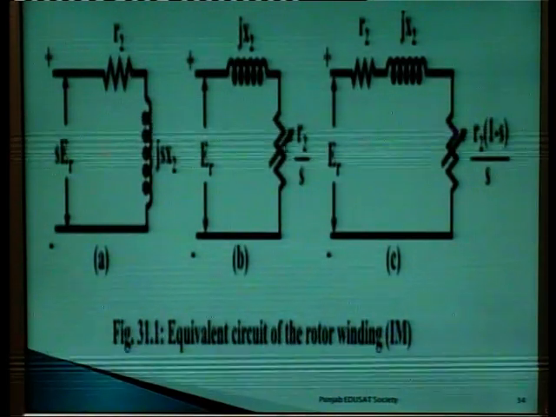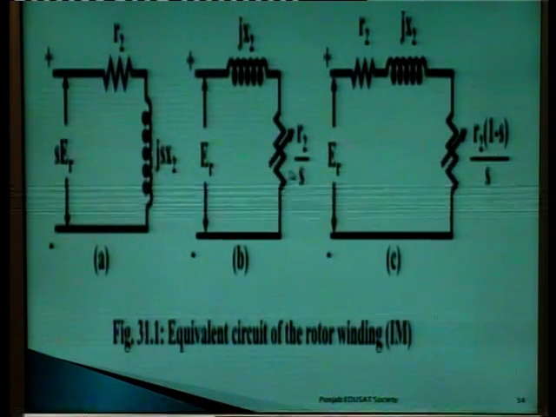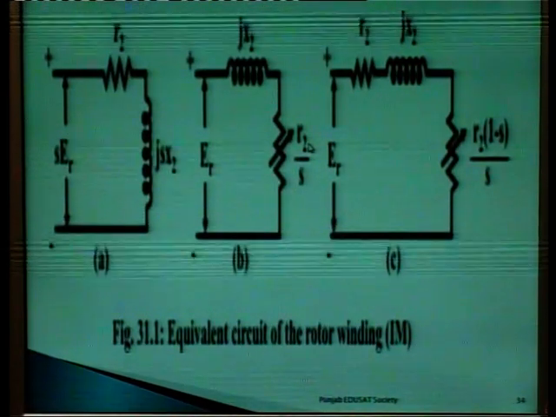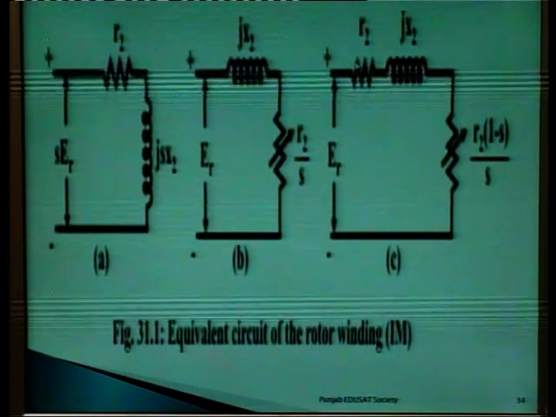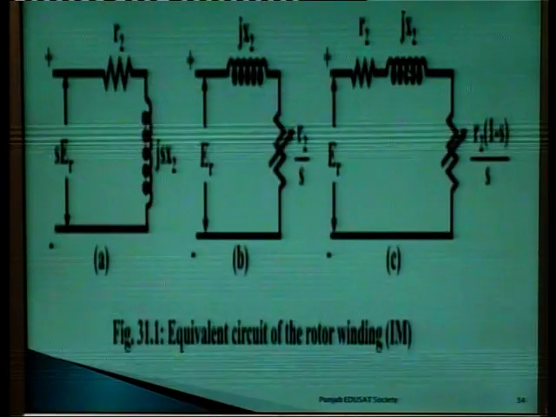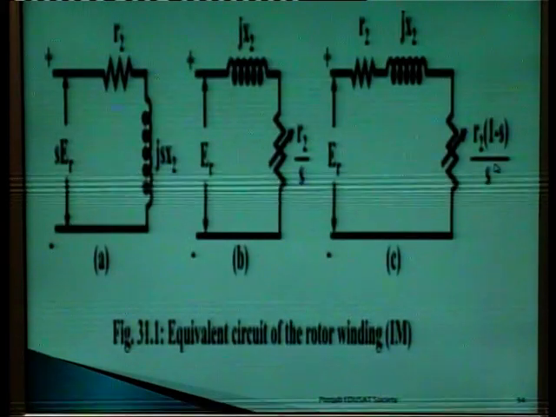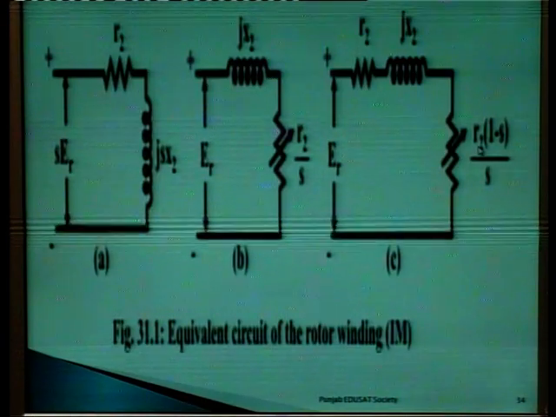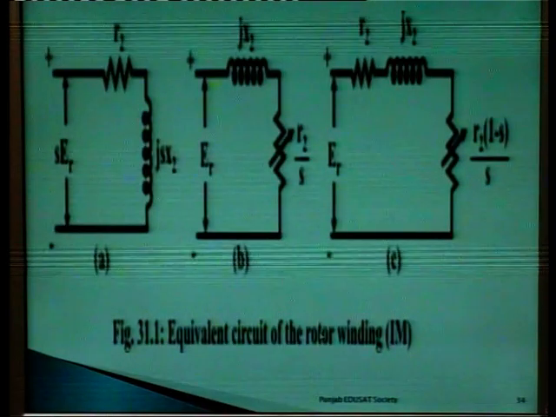And then in figure B we can write this as jX2 reactance and this resistance as a variable resistance with the change in value of slip, that would be variable resistance R2 by S. And then we can write it as R2 and jX2, resistance and reactance of the rotor conductors, and this would be the variable resistance with respect to the value of slip S. As the slip value changes, the resistance of these conductors changes, R2 into (1 minus S) over S. This is the equivalent circuit of the rotor winding of an induction motor.